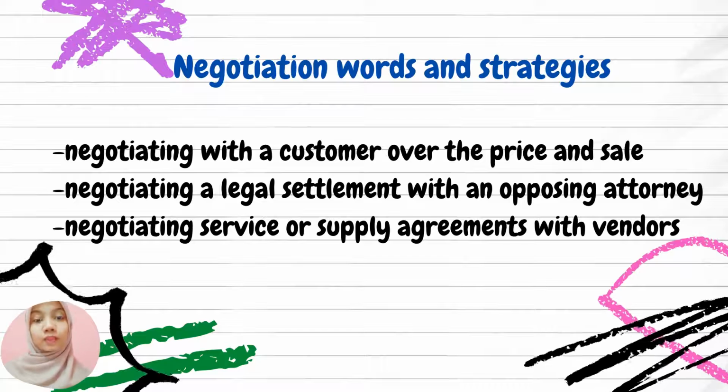After that, we will be moving on to negotiation routes and strategies. There are different types of negotiation that we can use in our discussion, such as negotiation with the customer over the price and sale. Next, negotiating a legal settlement with an opposing attorney. And after that, negotiating service or supply agreements with vendors.